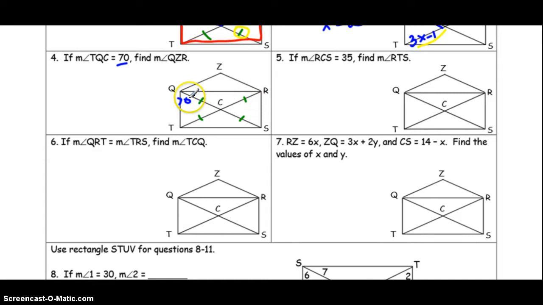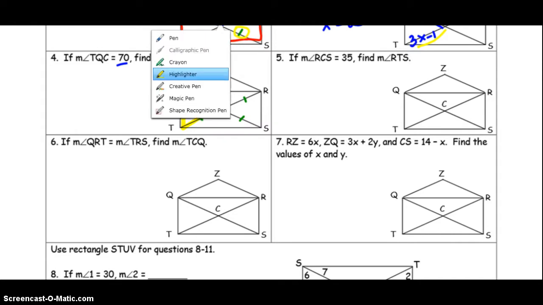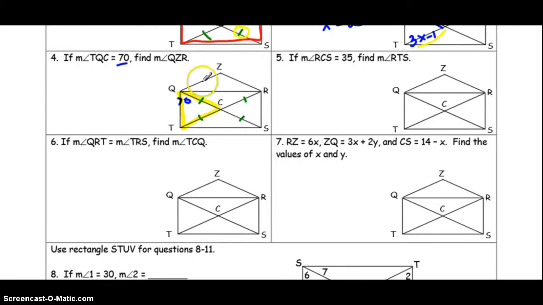Which means that this triangle right here, let me get a highlighter, this triangle QTC is an isosceles triangle. In fact, all 4 of these triangles inside a rectangle are isosceles. So then what we can do with that information is say, well, this is 70. This other base angle across from the congruent sides is 70. And 180 minus 70 minus 70 gives us this angle, 40.